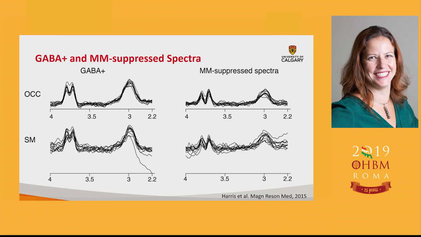So I'm just highlighting what happens when you do this experiment. This data was collected from 12 subjects. We acquired data in both the occipital cortex and the sensory motor cortex, applying both the conventional GABA plus sequence and the suppressed sequence. And what you can see is in that suppressed sequence, you do still have your GABA peak at 3 ppm, but it's much reduced, because there's not 50% of it being contaminated with macromolecules.